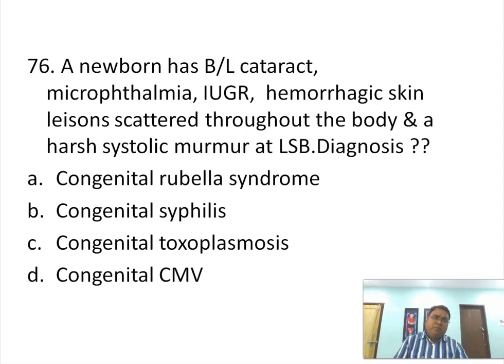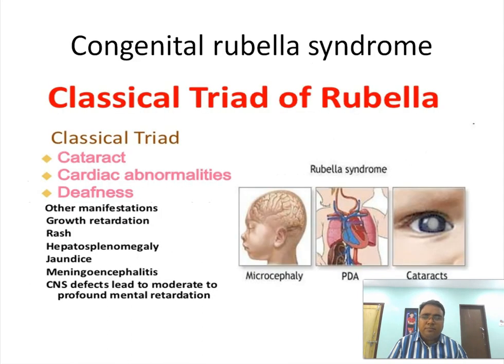Then which TORCH infection? In which case we will get bilateral cataract, microphthalmia, and hemorrhagic skin lesions, and also a systolic murmur. Then diagnosis, which one is true? Is it congenital rubella, syphilis, toxo, or CMV? The answer is congenital rubella syndrome.